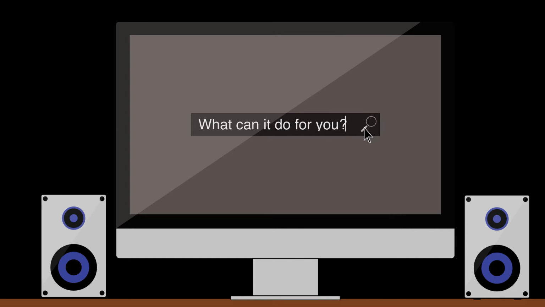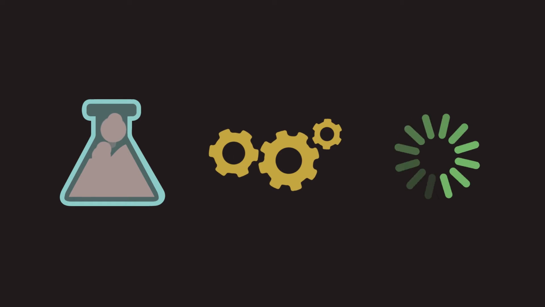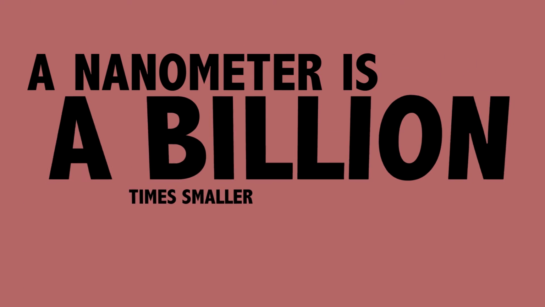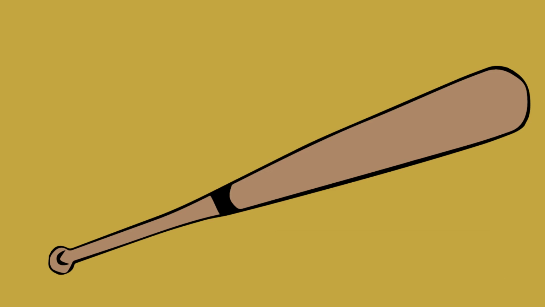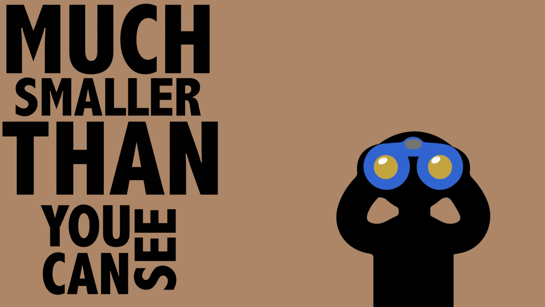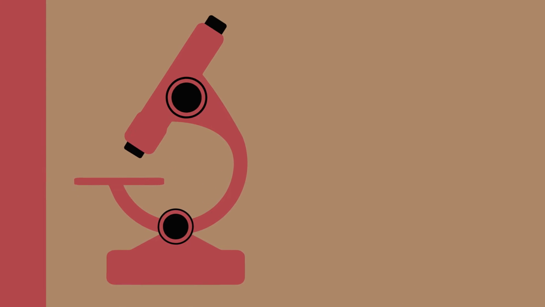Nanotechnology, what can it do for you? Nanotechnology is science, engineering, and technology at the nanoscale, from 1 to 100 nanometers. A nanometer is a billion times smaller than a meter. A baseball bat is about a meter long, so this is really, really small, much smaller than you can see, even with a conventional microscope.